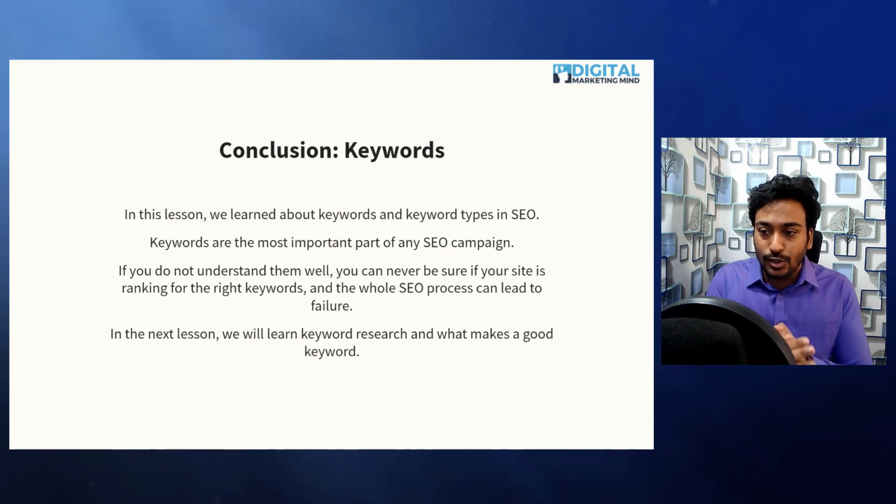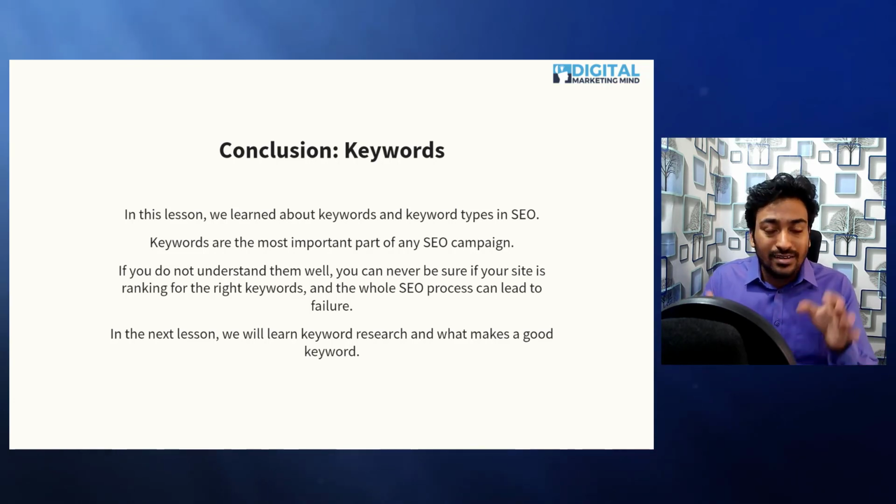In final conclusion, in this lesson we learned about keywords and keyword types in SEO. Keywords are the most important part of any SEO campaign. If you do not understand them well, you can never be sure if your site is going to rank for the right keyword, and the whole SEO process can lead to failure. In the next lesson, we will learn what keyword research is and what makes a good keyword research.